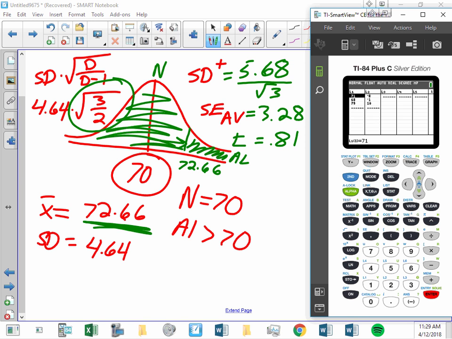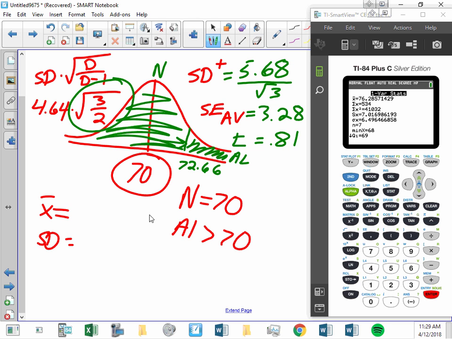So I'm going to go in 71, 68, 69, and then 84. Read those off for me. Now I will redo these, and I get an X bar of 76.28, and I get an SD of 6.5.